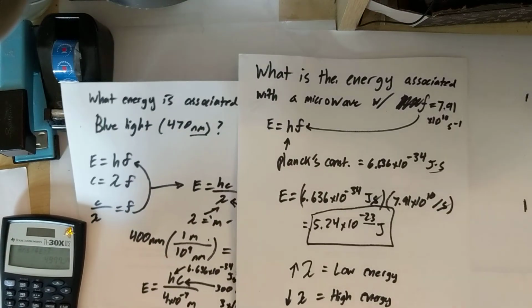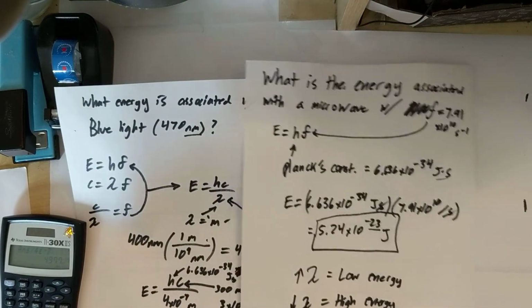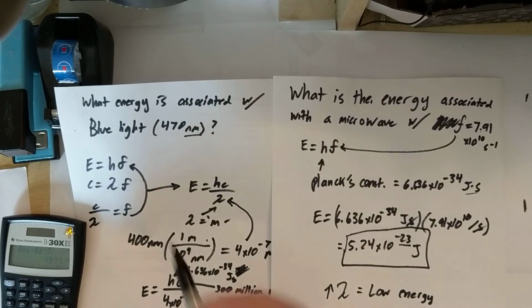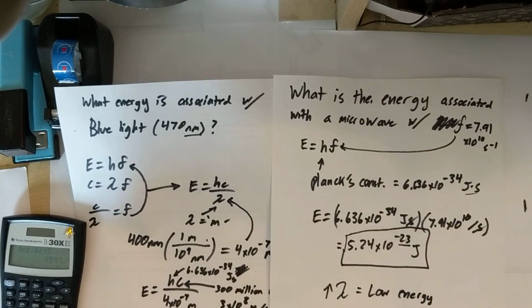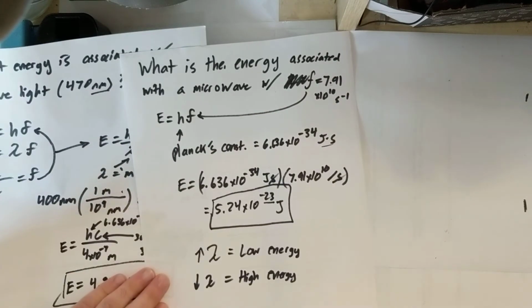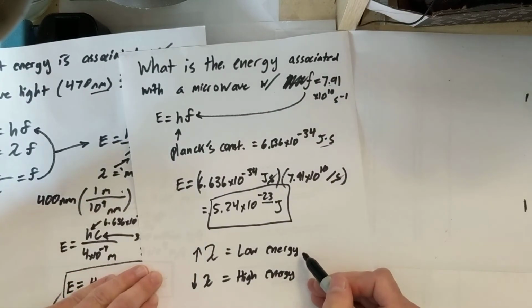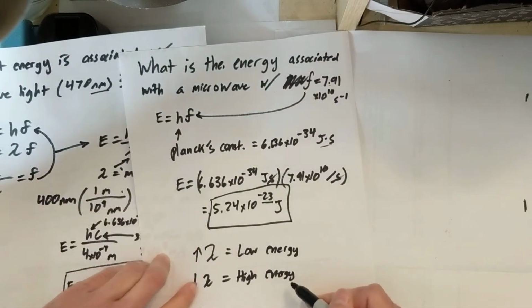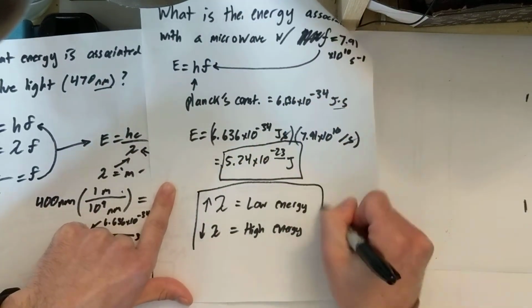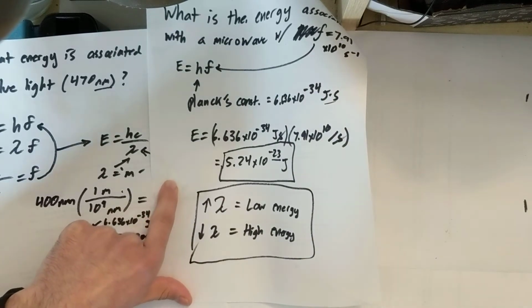Okay, and light is definitely much shorter than a microwave. I believe a microwave wavelength is about 6 centimeters or so. And so 470 nanometers is way, way, way shorter than that. And we can see that based on the energy. Okay, so light has more energy than microwaves. The greater the wavelength is, the lower the energy is. The lower the wavelength is, the higher the energy is. Okay, make sure that you remember this trend very well, because that's super important.